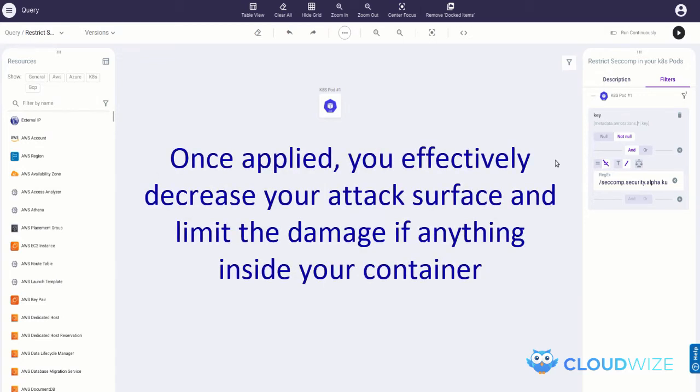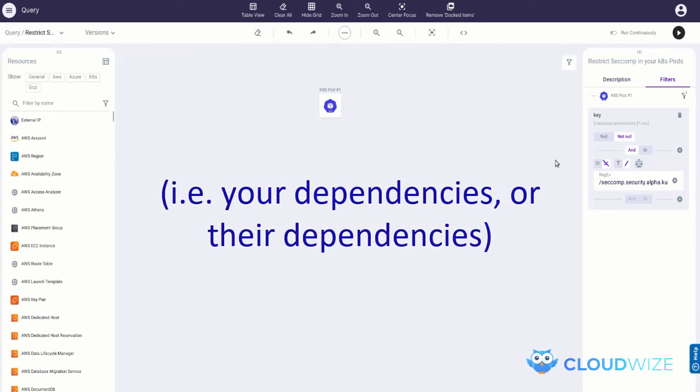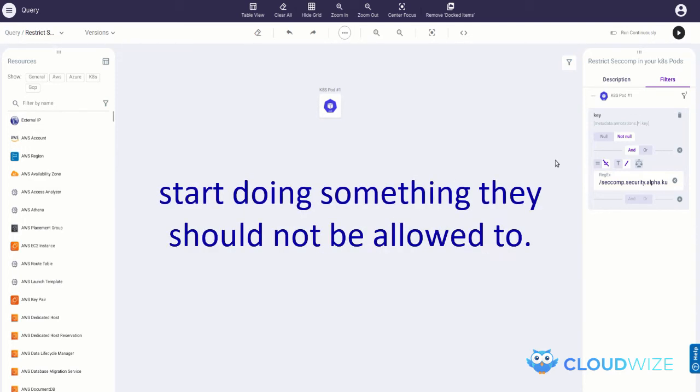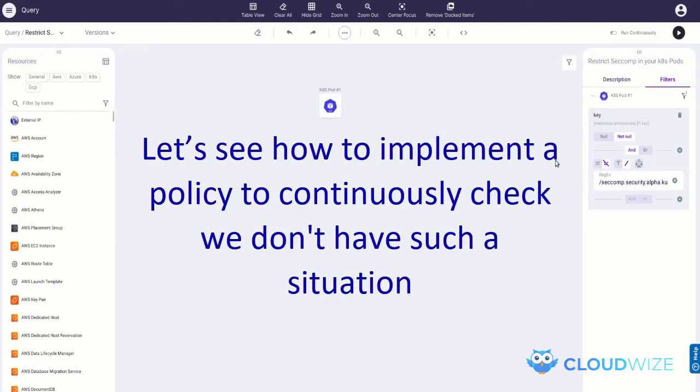Once applied, you effectively decrease your attack surface and limit the damage if anything inside your container, i.e. your dependencies or their dependencies, start doing something they should not be allowed to. Let's see how to implement a policy to continuously check we don't have such a situation.